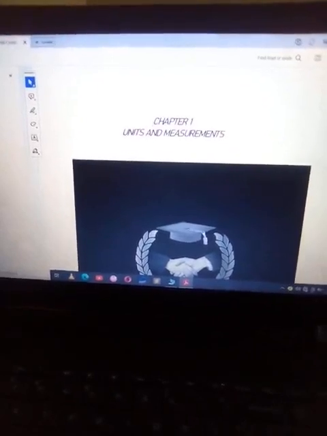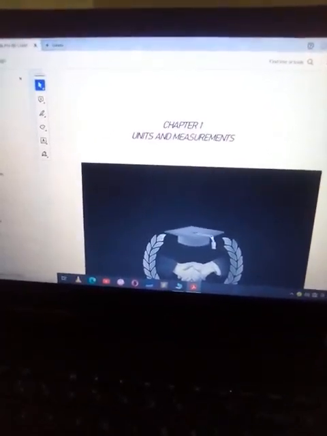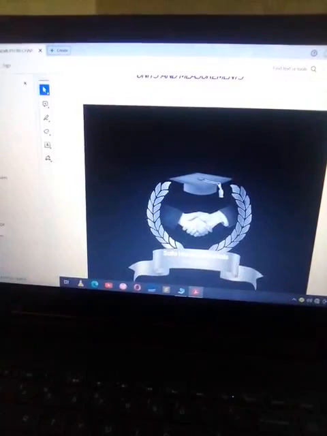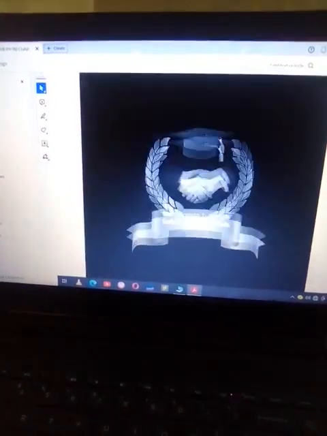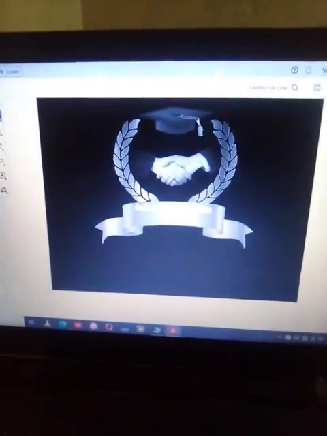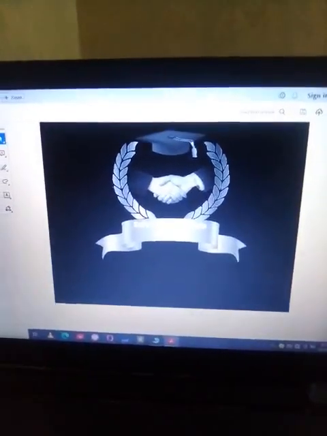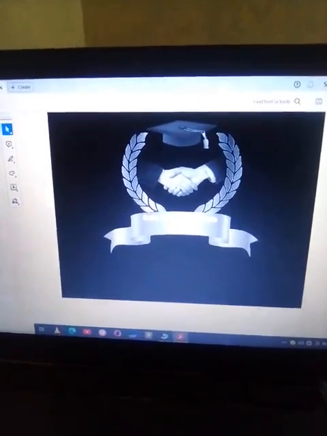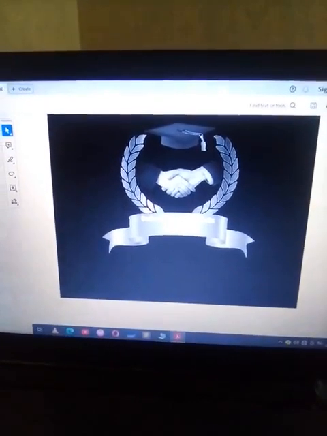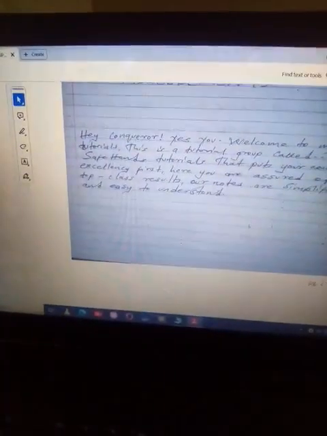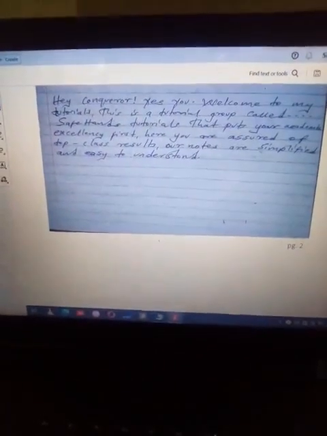As you can see, chapter 1 is talking about units and measurements, and my documents look like this. On the first page, you're going to see my logo, Safe Tutorials. It's not that clear because I'm just capturing the screen of the computer, but at least you can see something. Then I write something like "our own limitations are those we set up in our own minds," and units and measurements in the middle. And then I greet you with a message.